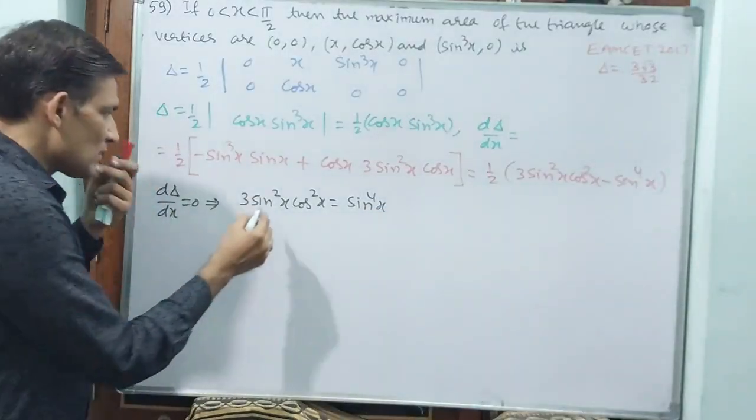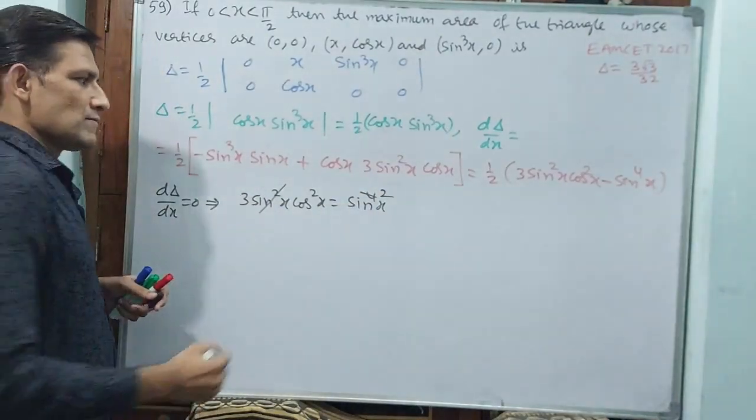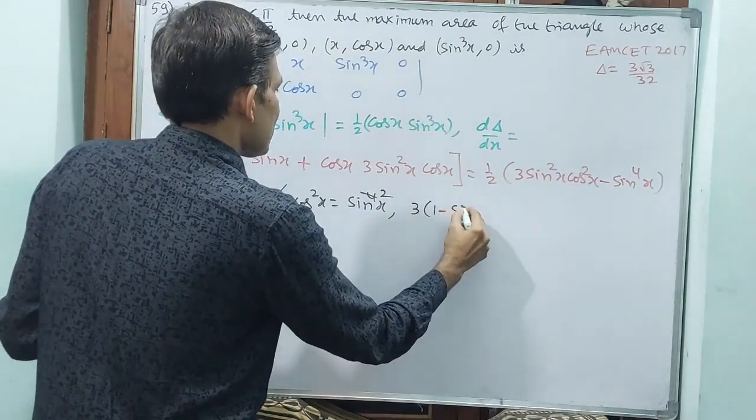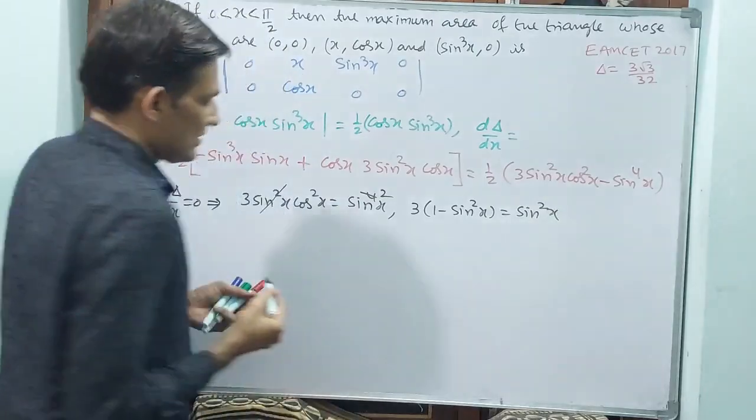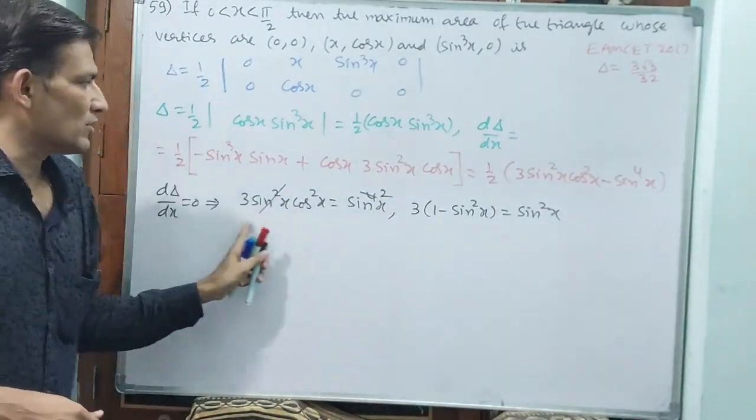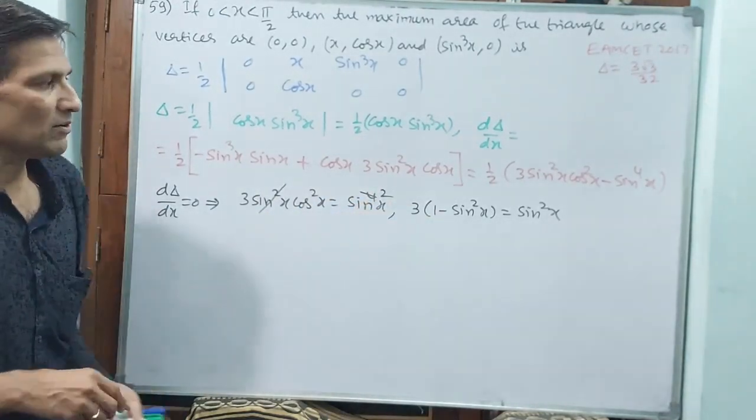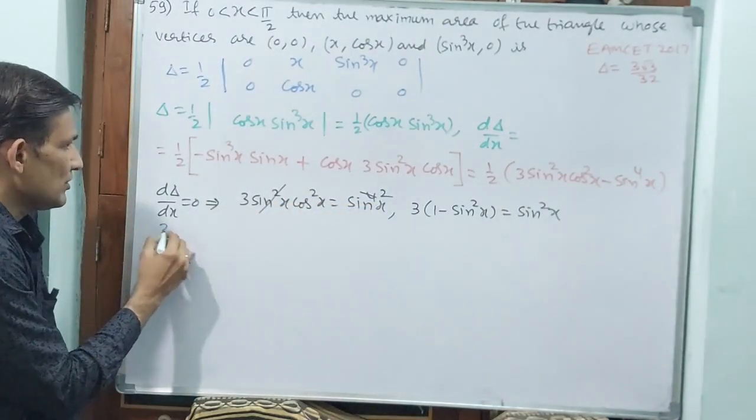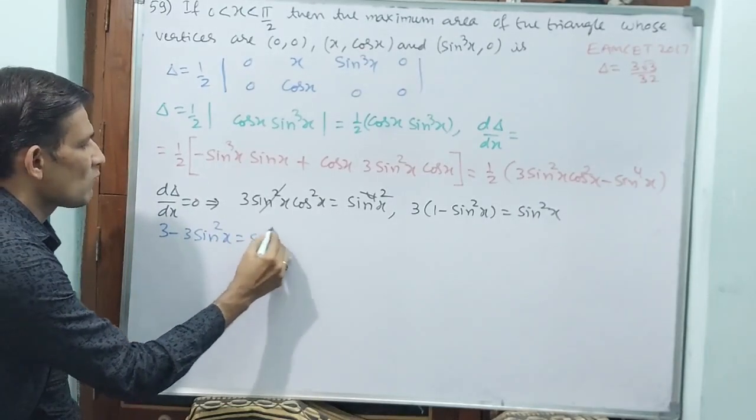Now you see sin square x completely cancels out here, sin square x will be there. That means 3 into 1 minus sin square x is equal to sin square x. Is it correct? Correct. Why? Because 3 cos square x is there, and 1 minus sin square x is your cos square x. Here 4 will not be there, because the square is going to make it as square. Now see once again, 3 minus 3 sin square x is equal to sin square x.